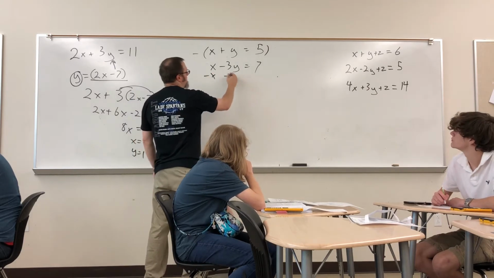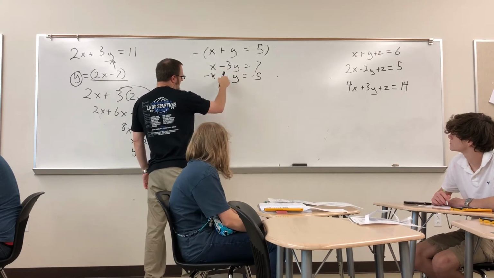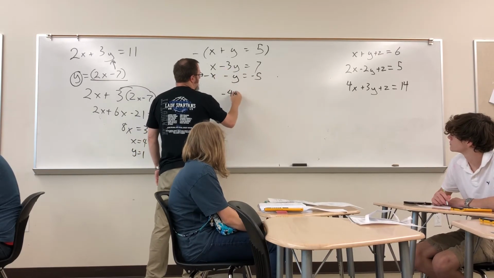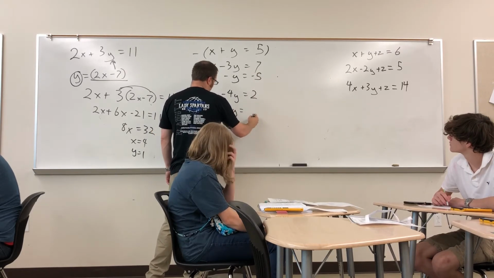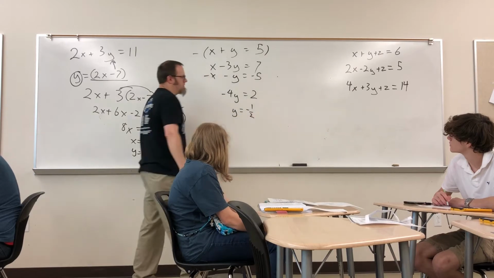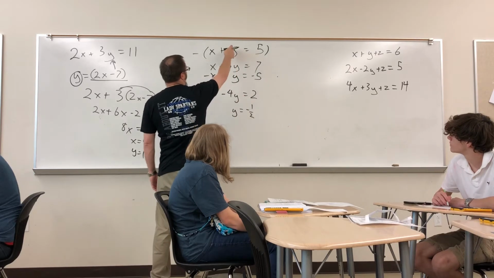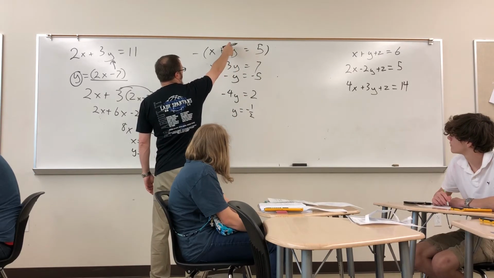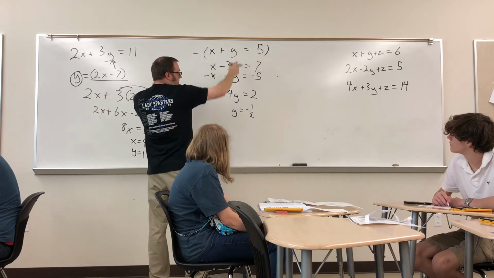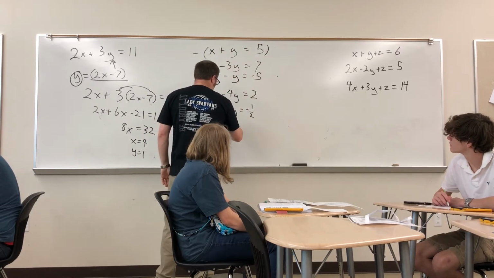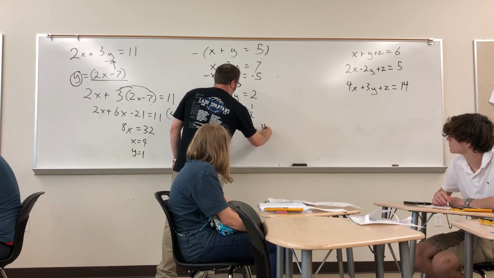So negative x minus y equals a negative 5. Negative 3y minus y is going to be a negative 4y is equal to 7 minus 5 is 2. So that gives me a y is equal to a negative 1/2. Even though it's a fraction, it's going to end up being the right answer. So a negative 1/2 in up here with the y, that would be 5.5 for x, positive. So x is equal to 5 and 1/2, or that would be 11 halves.